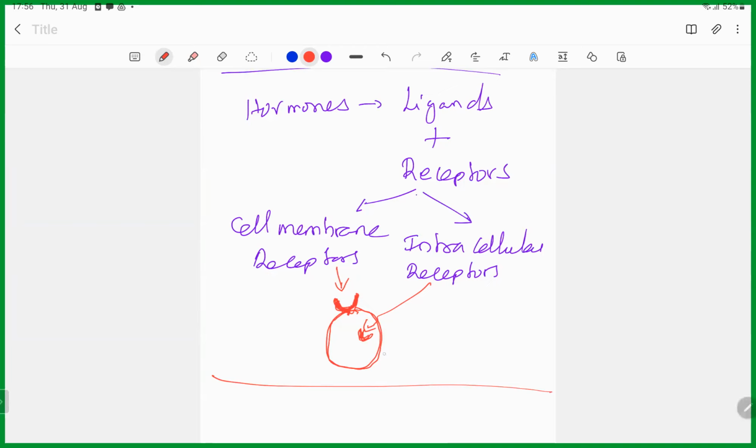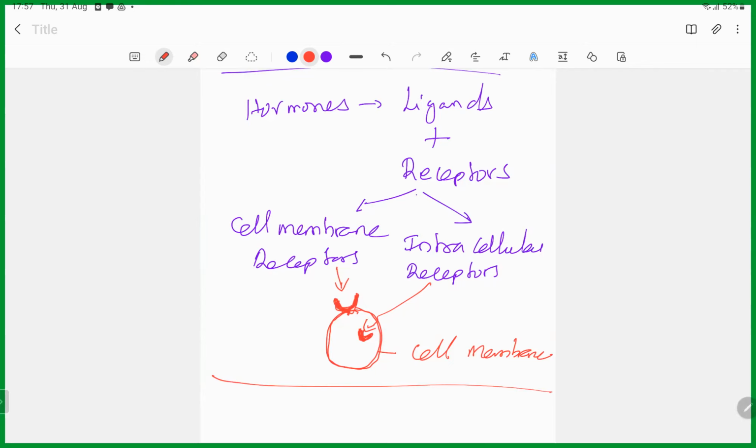See, this is the cell and the cell membrane. So cell membrane receptors are present on the surface of the membrane. But sometimes the receptors are also present inside the cell. Intracellular receptor: receptor inside the cell, receptor on the cell membrane. Can you understand? So two types of receptor. Only if receptors are there, hormone can come and bind. If there is no receptor, hormone cannot come and bind. Is it clear? Fine. Next.